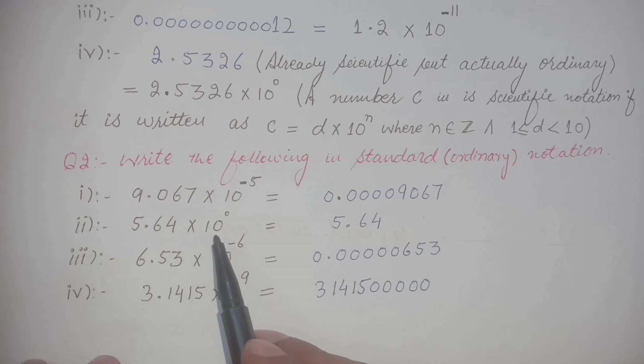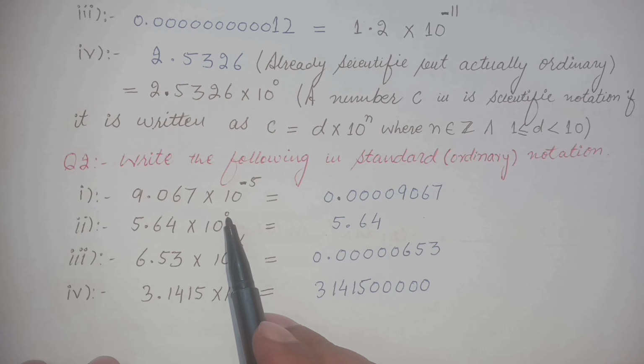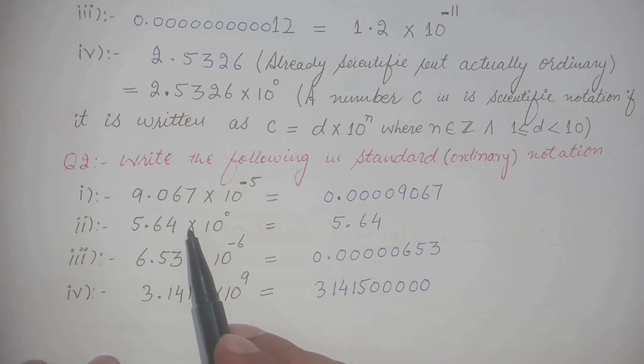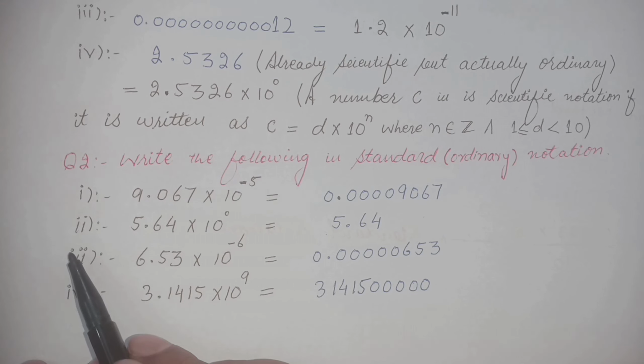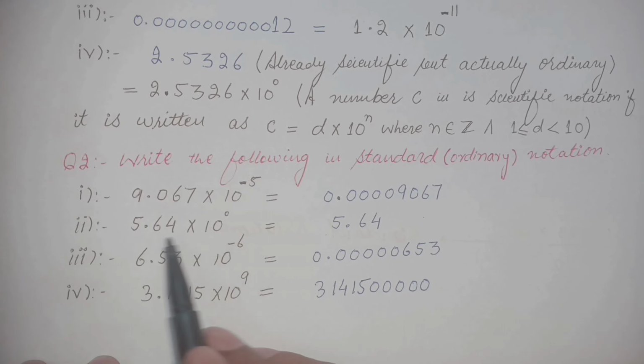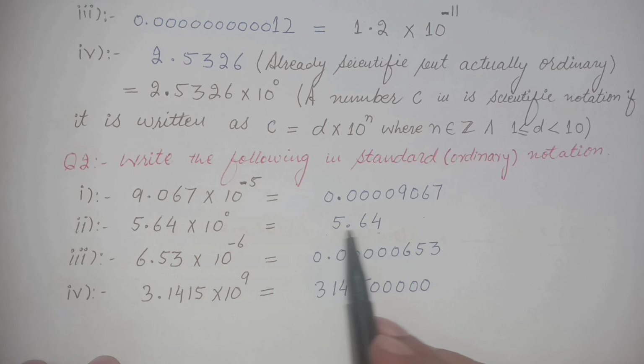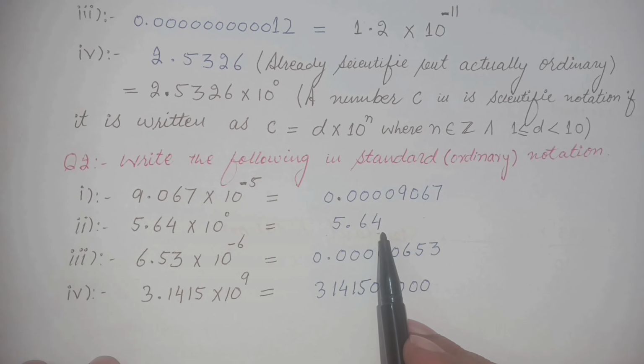Similarly, 5.60 into 10 to the power 0. 10 to the power 0 means 1. So the decimal will neither move towards right nor towards left. This notation is in scientific notation and this notation is in ordinary notation.